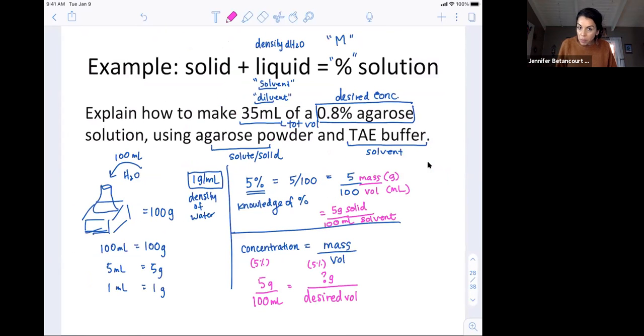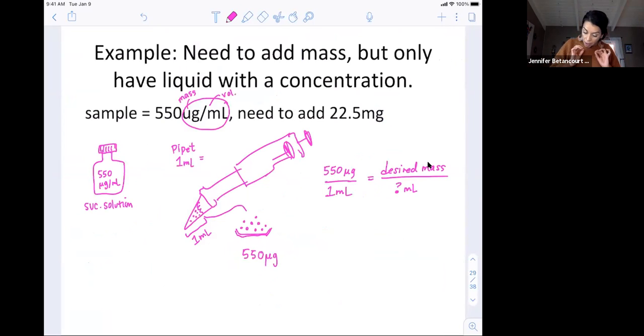Okay, so one more time. Here is the first problem that you're going to work on by yourself. How to make 35 mils of a 0.8% agarose solution using powder and TAE buffer. Next one is if you have a sucrose solution that is at a concentration of 550 micrograms per mil, how much liquid do you need so that you're actually adding 22.5 milligrams of sucrose mass? Okay. So always keep your units there so you'll never get confused and always have the right units in your answer. Any questions before I let you go do this on your own?